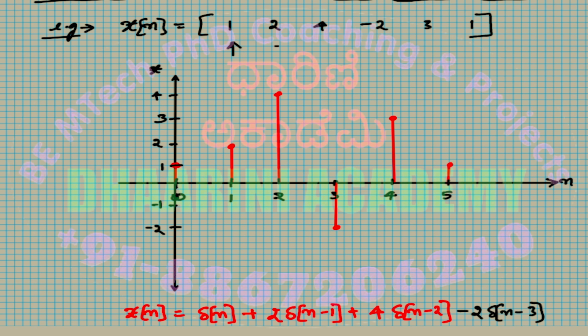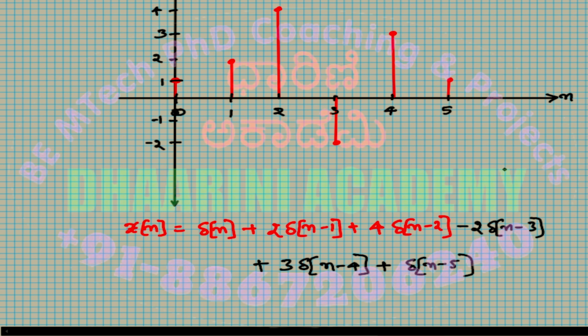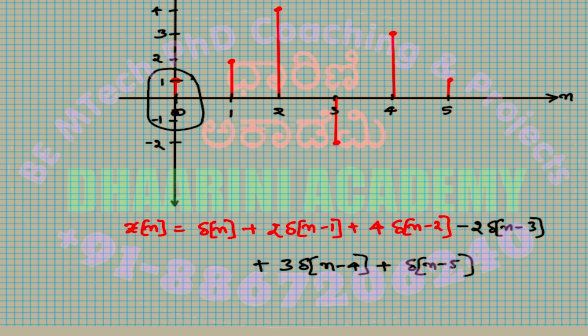Once that is done, in my next step, I just have to look at this graph and convert it into the delta function. Whatever is present at 0 is directly represented by the delta function. Amplitude is 1, so it is 1 times delta of n.